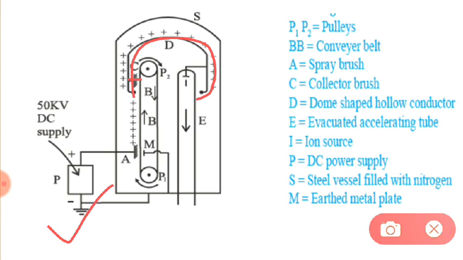Then E is the evacuated accelerating tube, which is connected to the dome itself, and it has an ion source at the upper end. This whole structure is enclosed inside a large steel vessel filled with nitrogen at high pressure to prevent leakage of the charge. This is all grounded by using M. So M is a metal plate, which is earthen. So this is all about the construction.